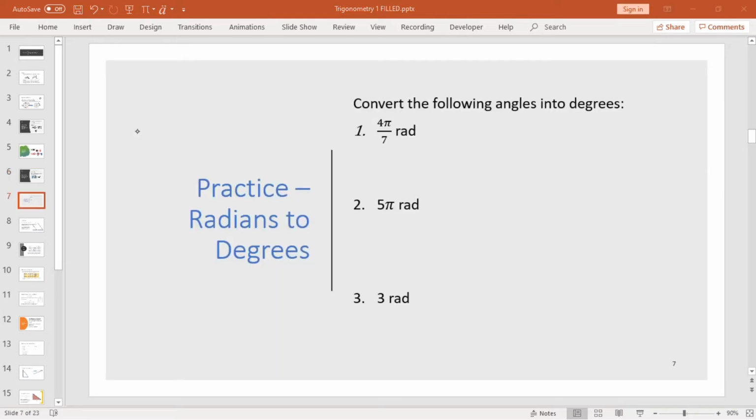And looking at a few more examples of that, we're going to take this mysterious angle, 4 pi over 7. We will multiply it by 180 over pi.